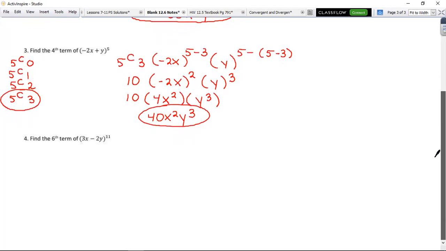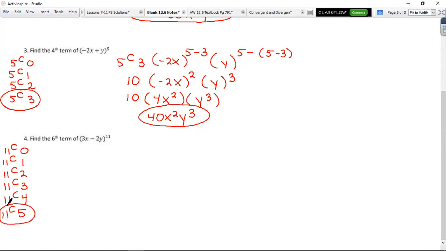So number 4, here's your last one. Find just the 6th term of this expansion to the 11th power. So here are my setups again. And again, if you're kind of catching on to patterns too, you could probably leave that part off. So I would begin 11, choose 0. That's my first term. 11, choose 1, second term. 11, choose 2, third term. 11, choose 3 is my 4th. 11, choose 4 is my 5th, which means 11, choose 5 is what I need here.